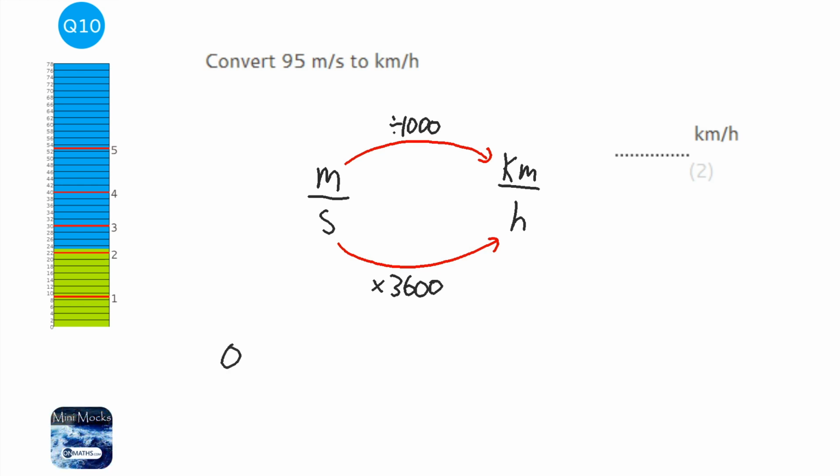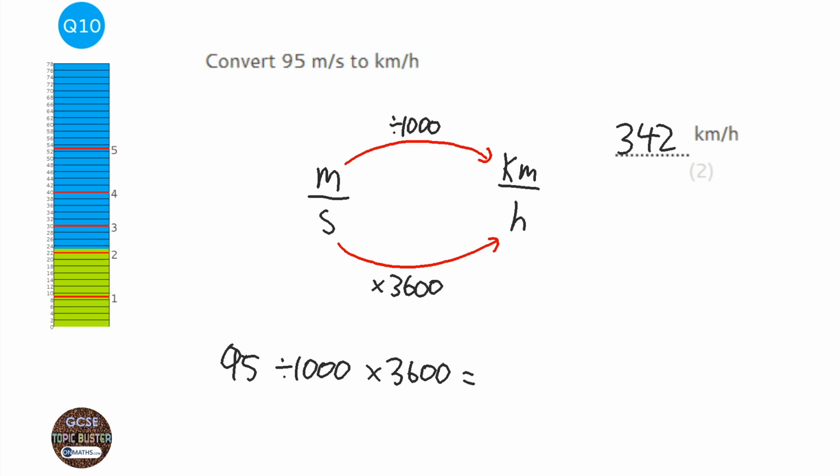So we get the 95, and we're going to divide it by 1,000, then times it by 3,600, and you can just use your calculator. So 95 divided by 1,000 times 3,600, and we get the answer of 342 kilometers per hour.